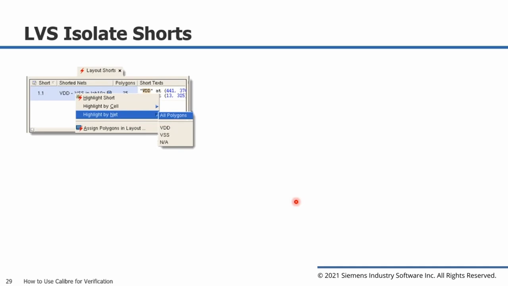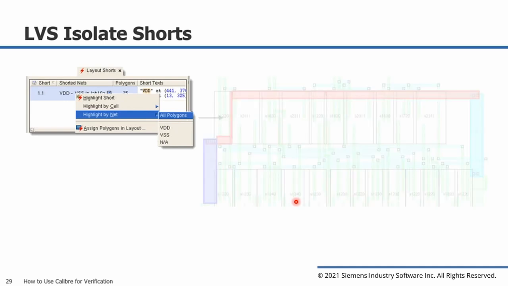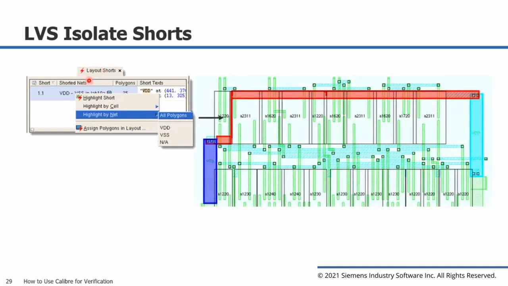RVE customization. Sorry, LVS select short. You can see here, when you load, this is the additional tab. You can see layout shorts after your LVS run. You can highlight it by net and it'll show this way. So you can see the shortest path from point A to B. For this case, it's VDD to VSS. It will show you the shortest path here.